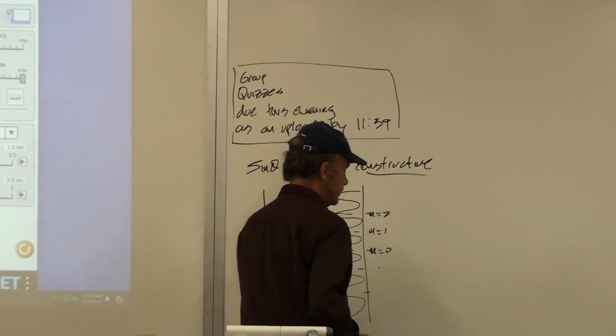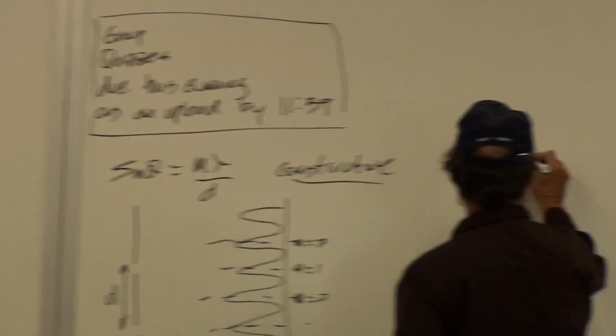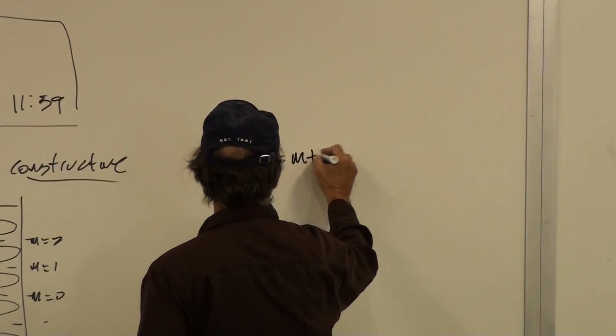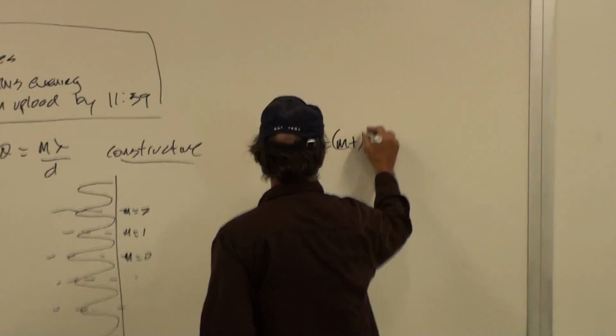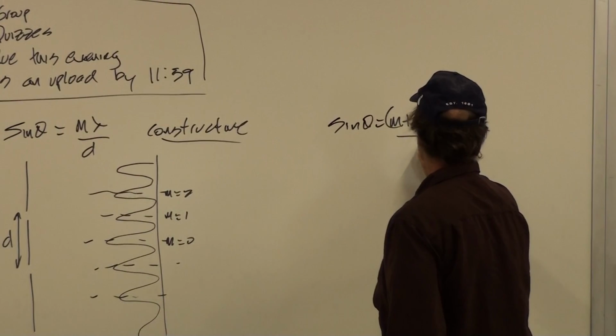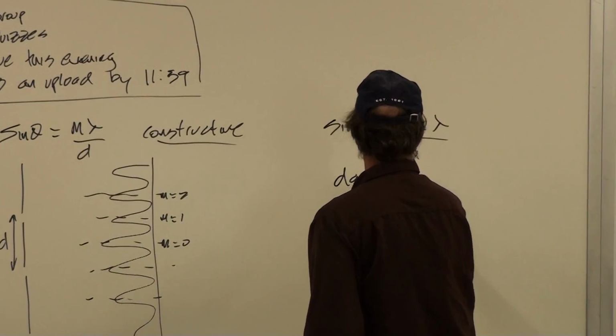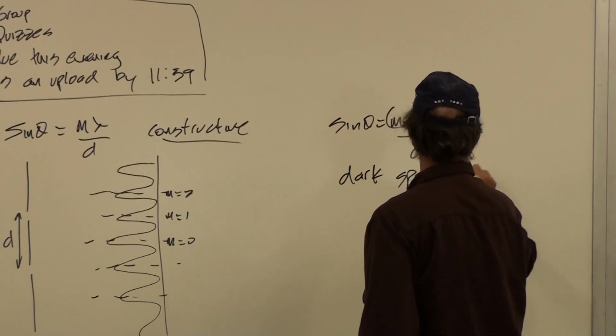For destructive interference, which is the dark spots that you would see on the screen, you have sine theta equals (m plus 1/2) lambda over d. So this gives you a half-integer multiple of lambda. So these are the dark spots for destructive interference.